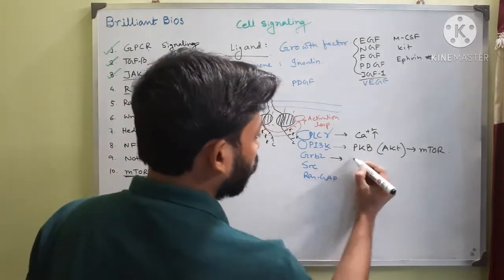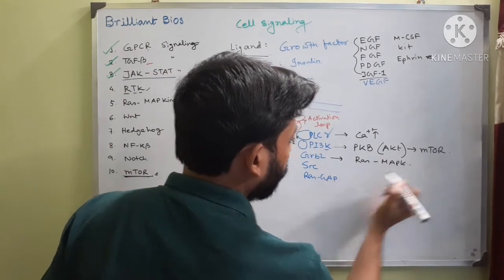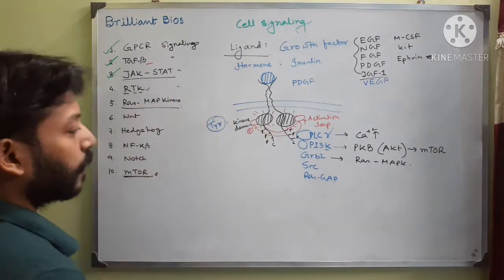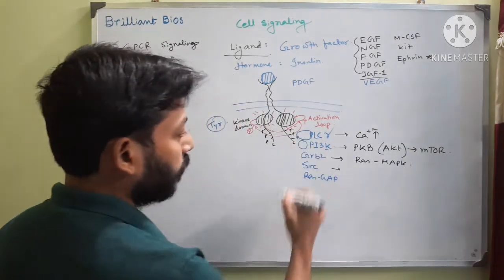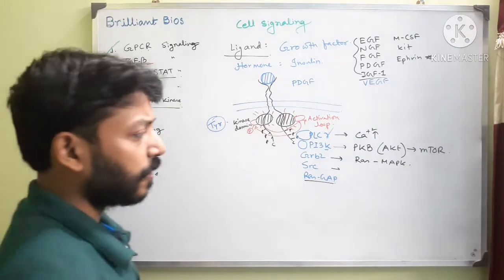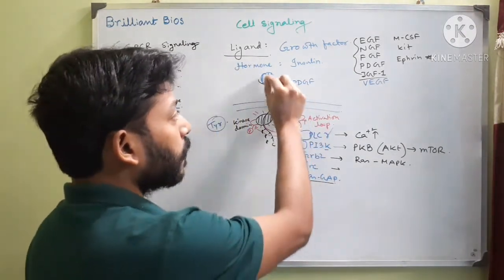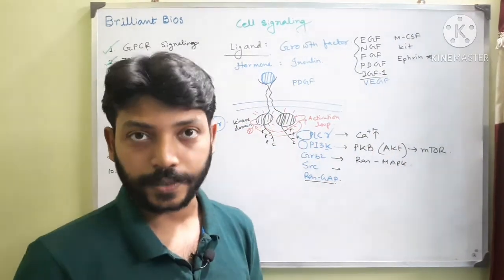Another example is GRB2. GRB2 can activate a RAS MAP kinase pathway. So this RTK pathway can also activate RAS MAP kinase pathway. So you can see here, SRC can phosphorylate each other, and RAS GAP actually helps in the deactivation of the RAS protein. So one single ligand can activate different cellular responses or cellular signaling pathways.